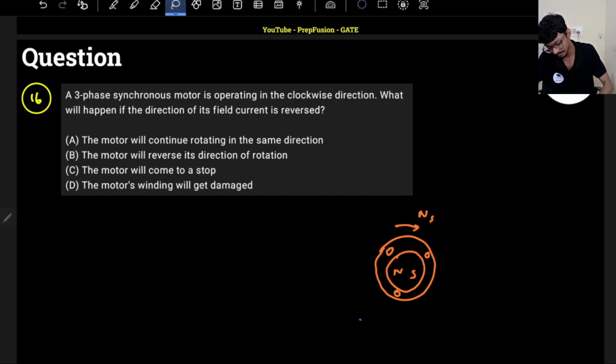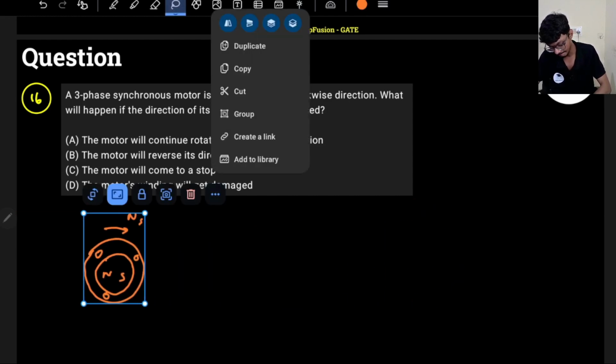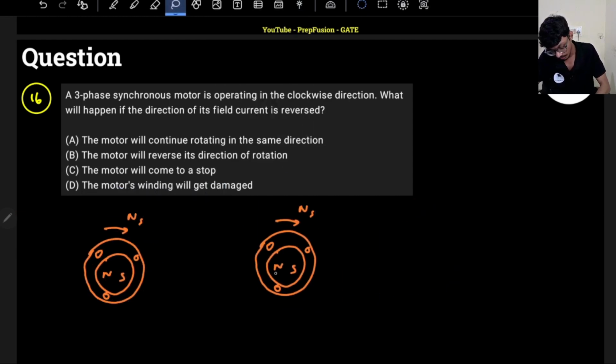Okay, now they're telling me that they have changed the direction of the main field flux, that is the field excitation. So the north pole will be here and south pole will be here. Will it make a difference? Will it make a difference? So actually it will not make a difference.